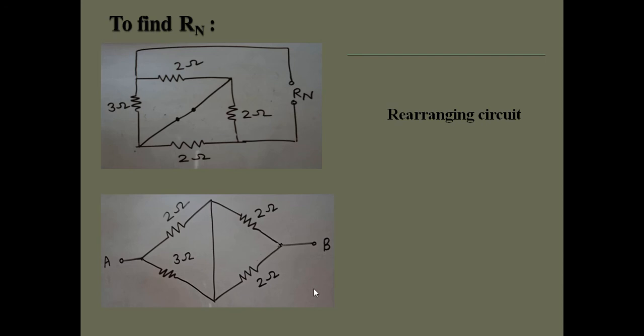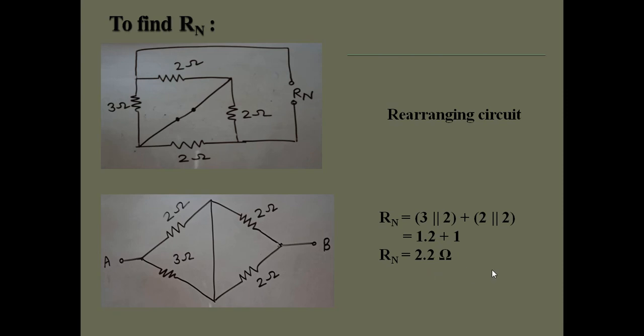This is simplified diagram where 2 ohm is in parallel with 3 ohm and 2 ohm is in parallel with 2 ohm, and their parallel combinations are in series with each other. So Rn is equal to 3 parallel 2 plus 2 parallel 2. 3 parallel 2 will give us 1.2, 2 parallel 2 will give us 1 ohm. Since the values are same, their parallel combination is easy to find. We just have to half the original value, that means 2 divided by 2 will give us the parallel combination value, that is 1. So Rn will be equal to 1.2 plus 1, that means Rn is equal to 2.2 ohm.